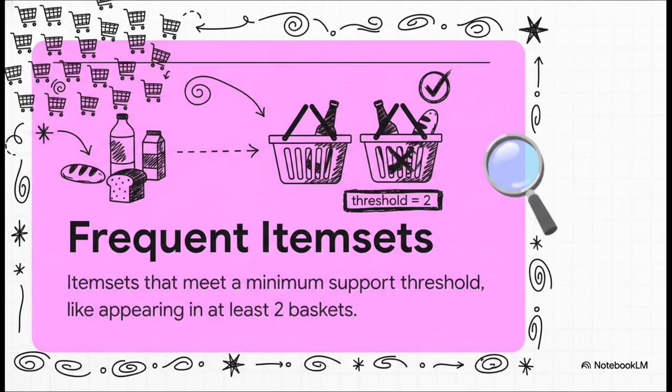Now, in a real store with millions of items, you can't possibly track every single combination. You'd go crazy. We only care about the popular ones, and that's why we set what's called a minimum support threshold. Think of it like a bouncer at a club for data. An item set has to be popular enough to get in. So if we set our threshold to 2, our beer, bread item set makes the cut, and we can officially call it a frequent item set.